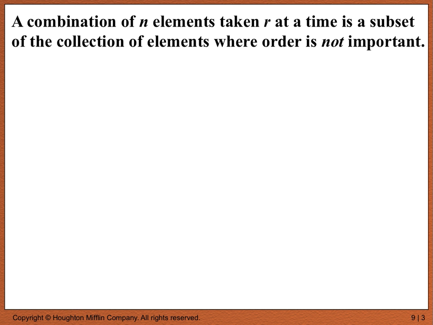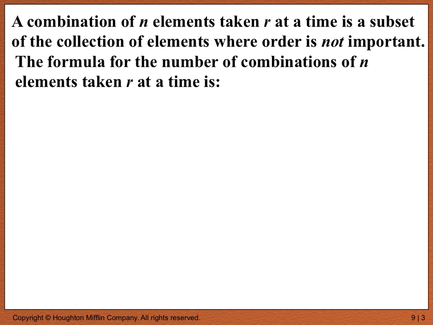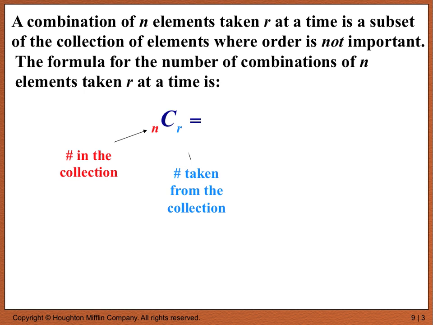A combination of n elements taken r at a time is a subset of the collection of elements where order is not important. Again, sounds complicated, but as we saw in the last section with permutations, it's really not that complicated. The formula for the number of combinations of n elements taken r at a time is nCr. Here, n represents the total number in the collection, and r represents the number taken from the collection, or the subset. That's given by n factorial divided by (n minus r) factorial times r factorial.